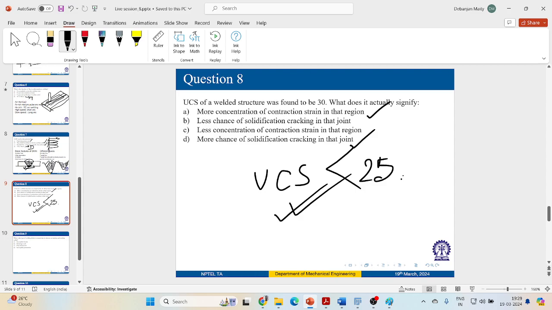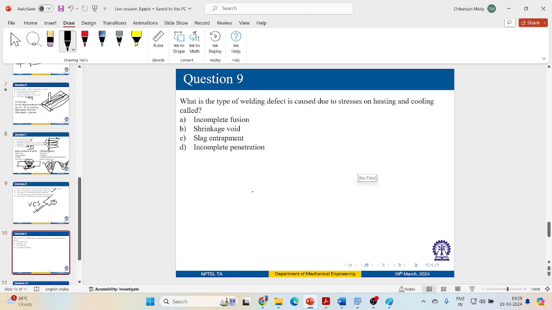We have come across something called undercut. What is undercut? If there is some kind of groove that is cut at the toe of your weld, which is left unfilled, that is an undercut. It will look something like this. So this is my weld metal, and this is the region where my undercut has been generated.